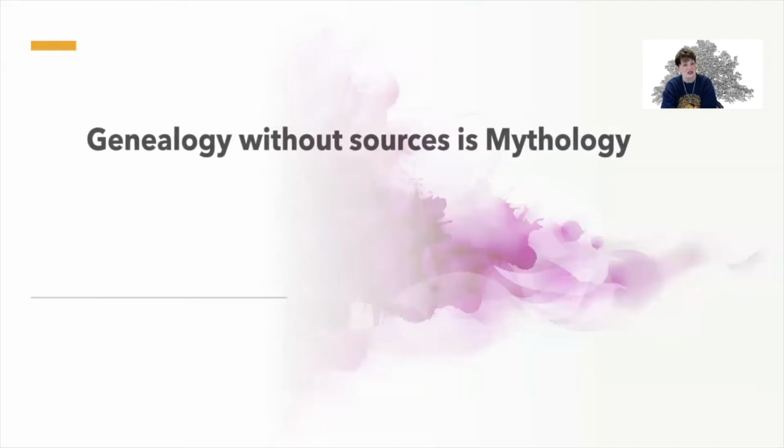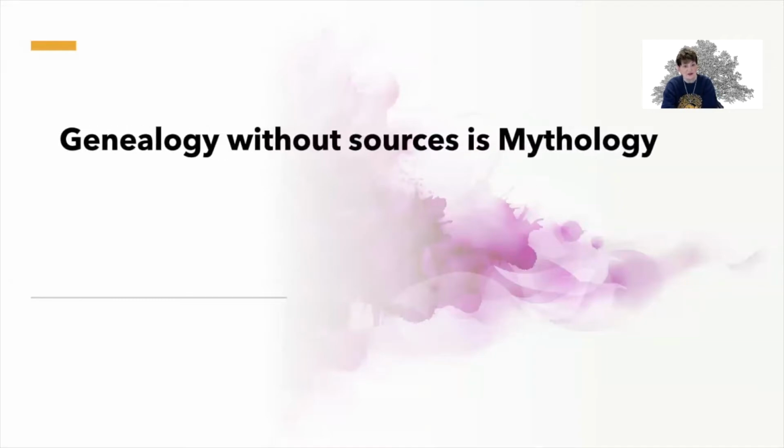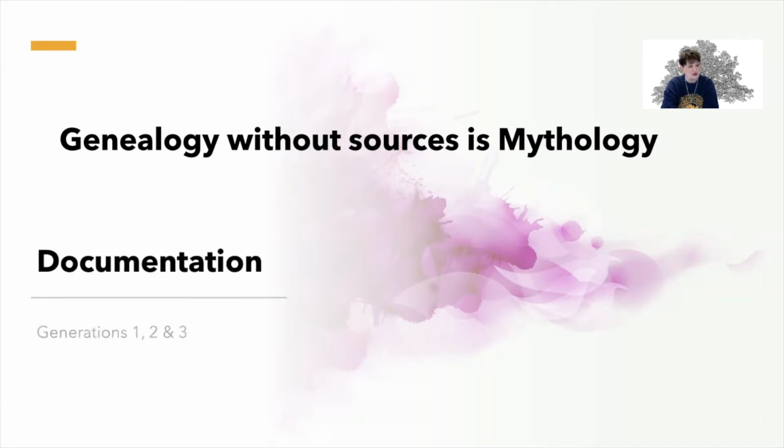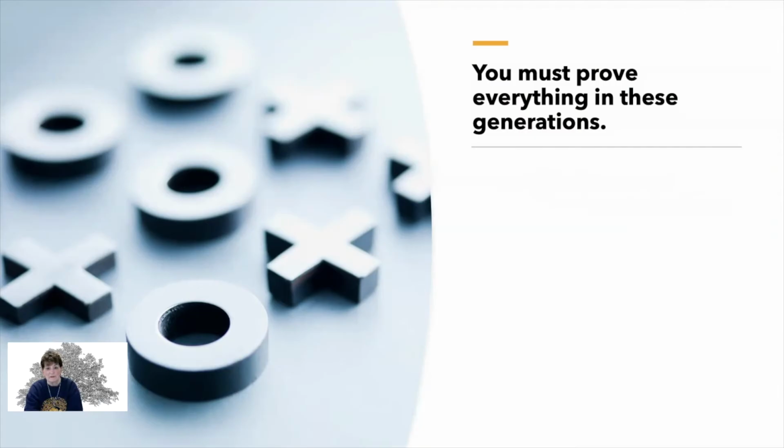There's an old saying, genealogy without sources is mythology, and the DAR takes this very seriously. Every name, date, and place within your lineage must be documented. There are different rules for different generations. So the first thing we're going to do is look at generations 1, 2, and 3. You must prove everything in these generations.